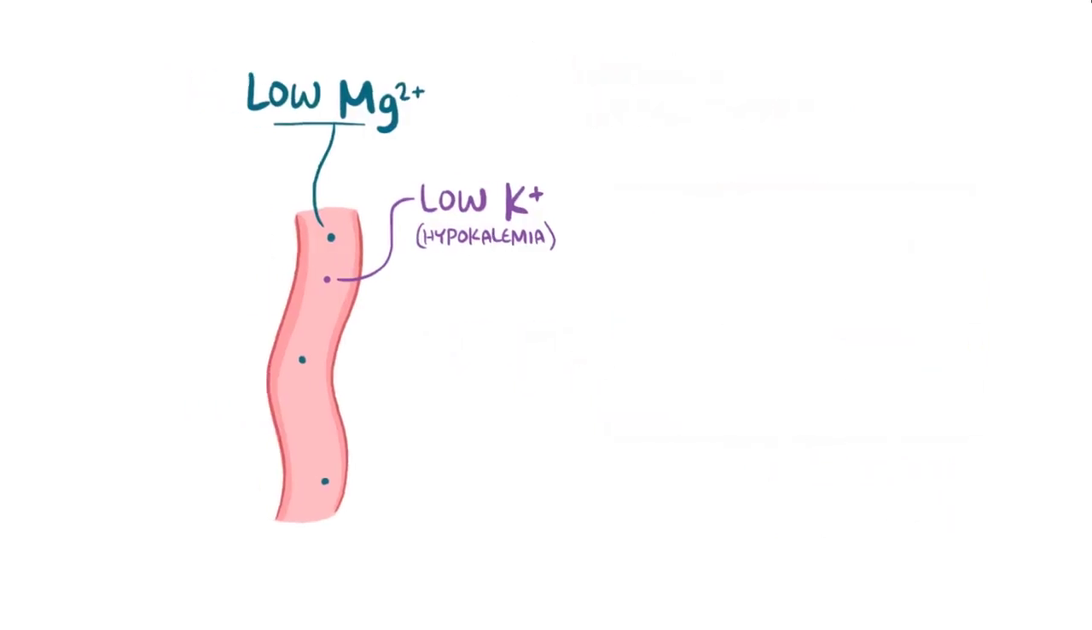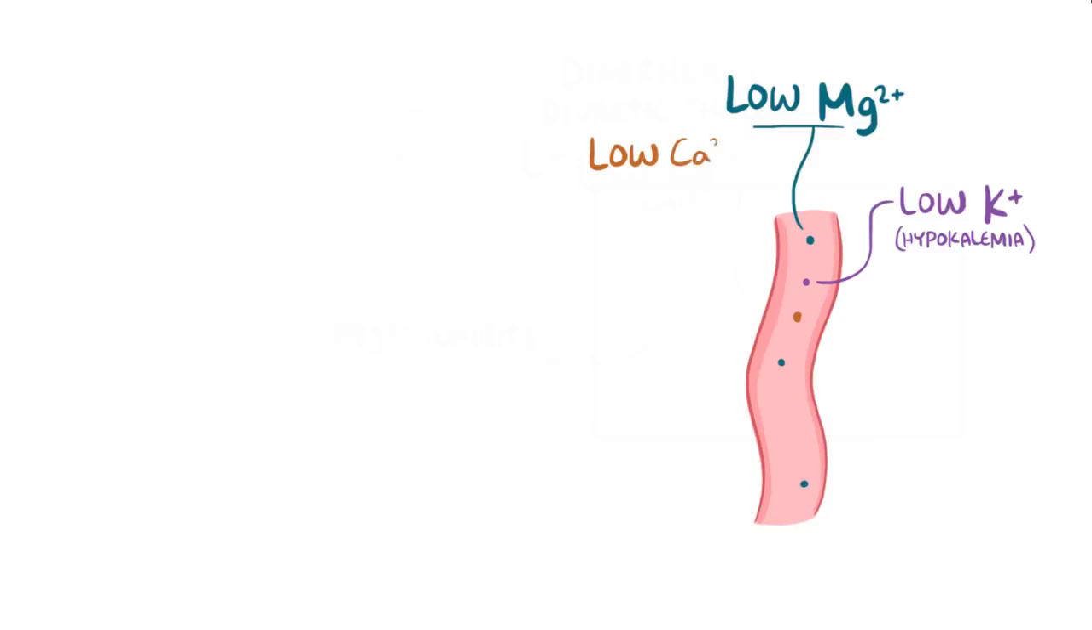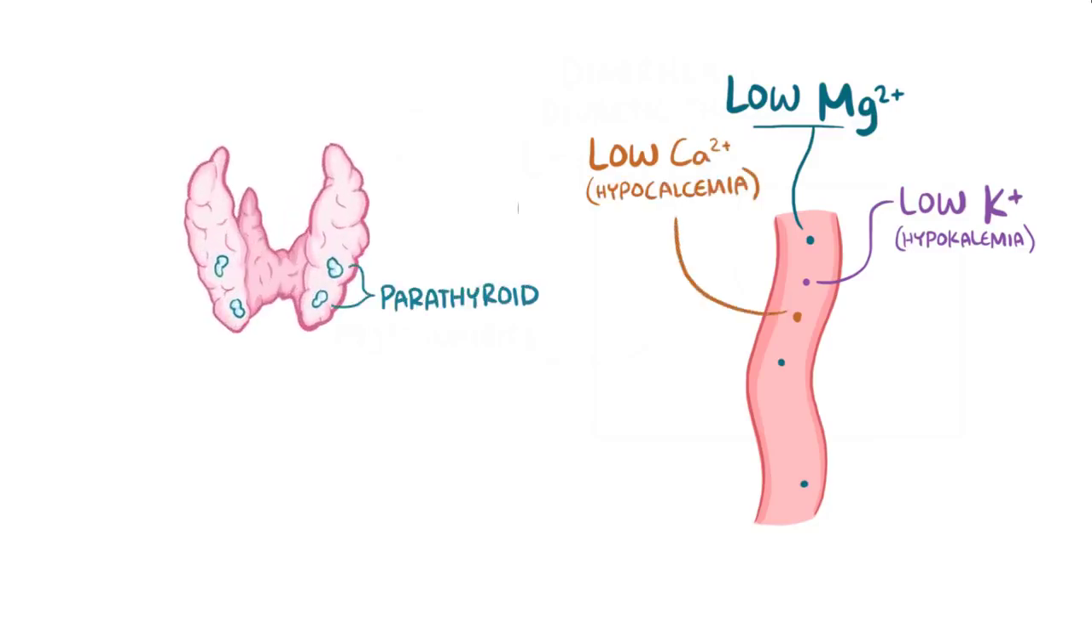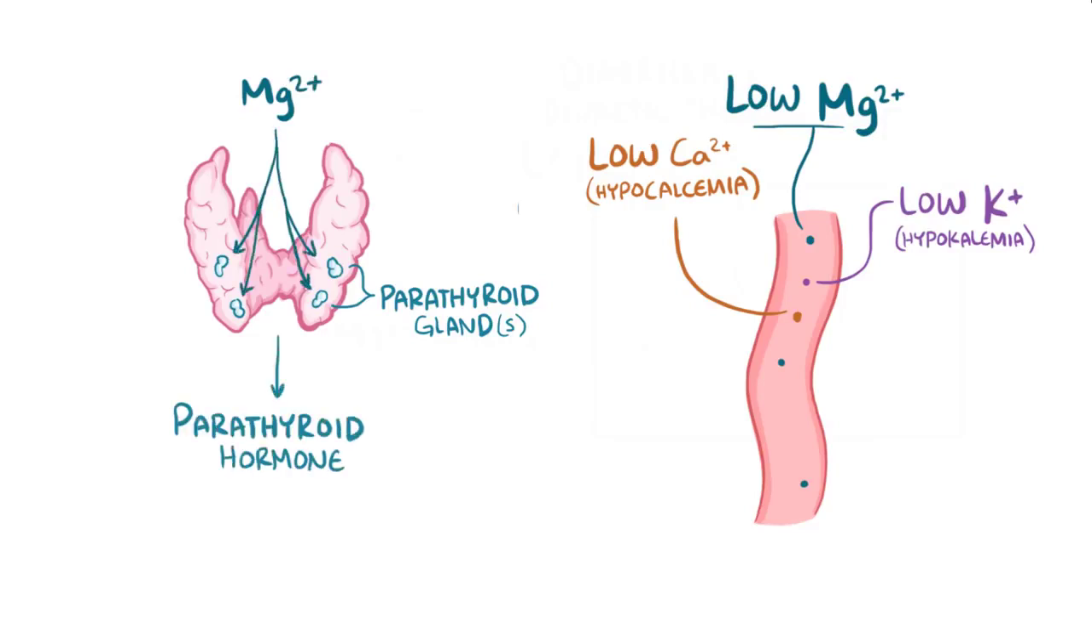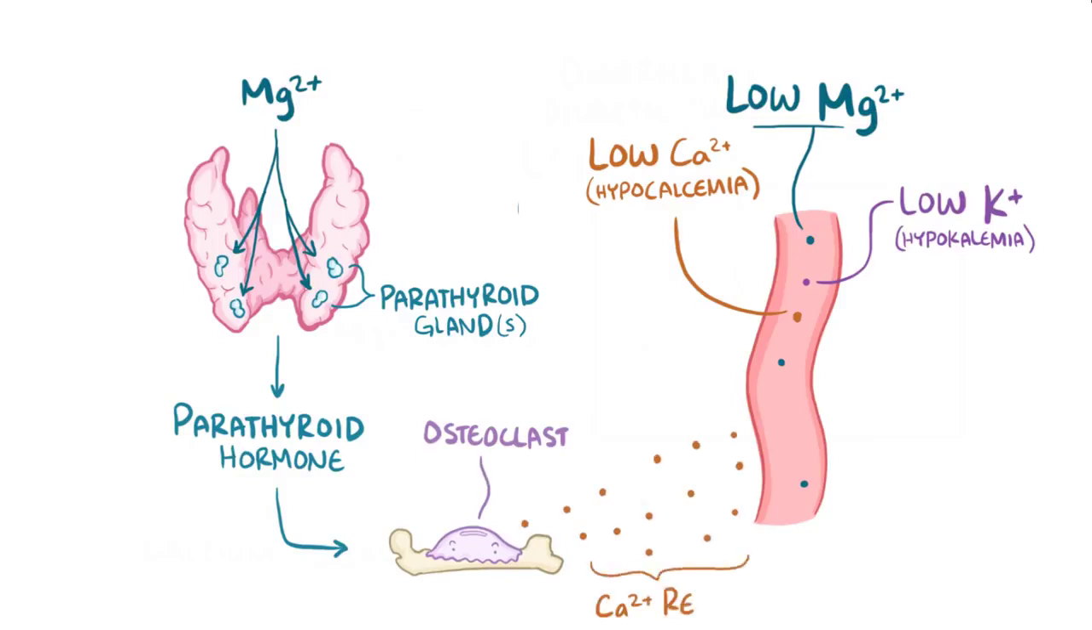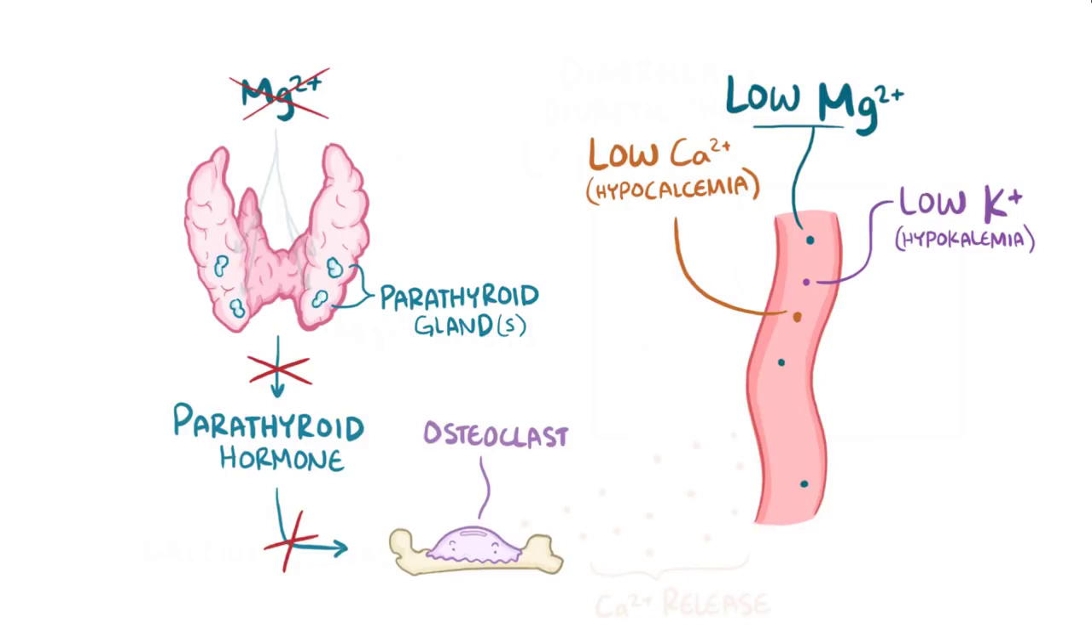Now, severe hypomagnesemia can also lead to low calcium in the blood, or hypocalcemia, since the parathyroid gland needs magnesium in order to release parathyroid hormone, which normally causes osteoclast cells to release calcium from bones into the blood. So without this magnesium, there's impaired release of parathyroid hormone. And it's also thought that magnesium is needed in order to respond to parathyroid hormone as well. And so both of these result in less calcium in the blood.